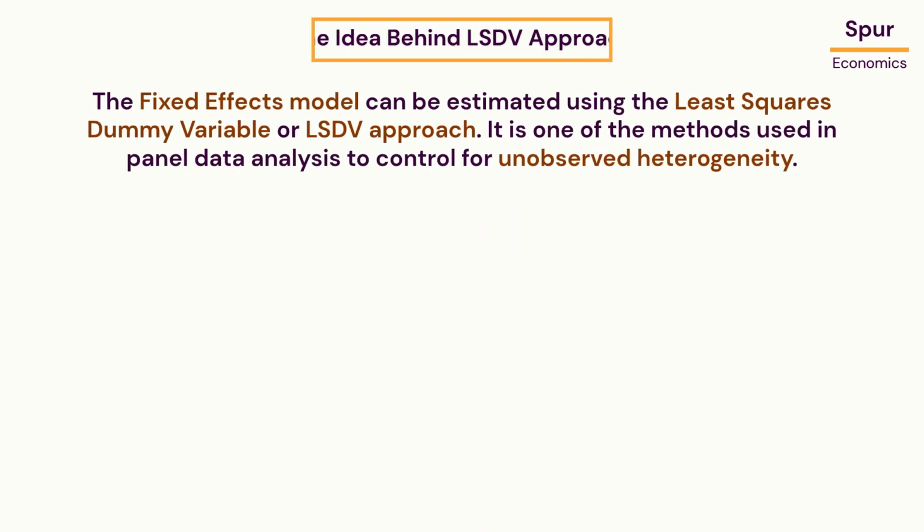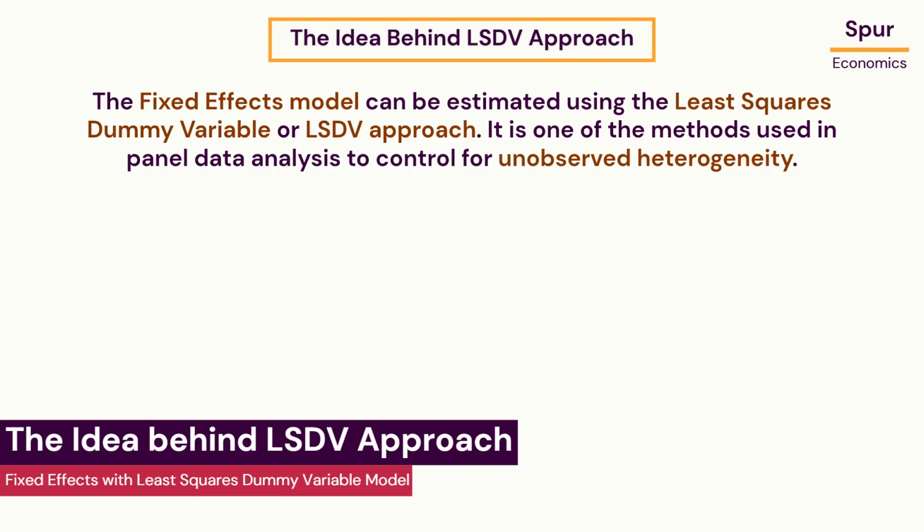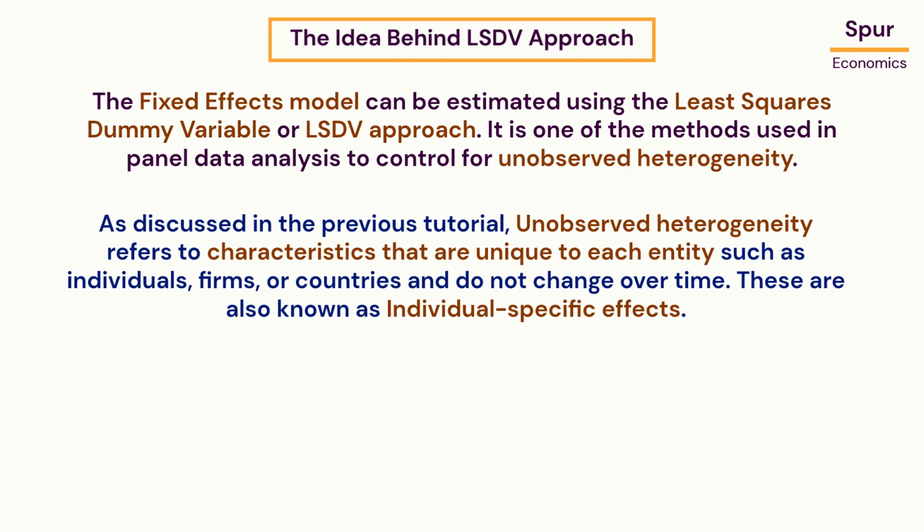The fixed effects model can be estimated using the least squares dummy variable or LSDV approach. It is one of the methods used in panel data analysis to control for unobserved heterogeneity. As discussed in the previous tutorial, unobserved heterogeneity refers to characteristics that are unique to each entity such as individuals, firms, or countries and do not change over time. These are also known as individual-specific effects.